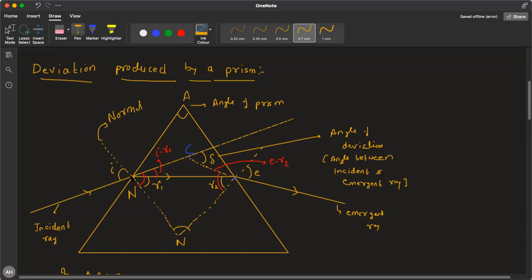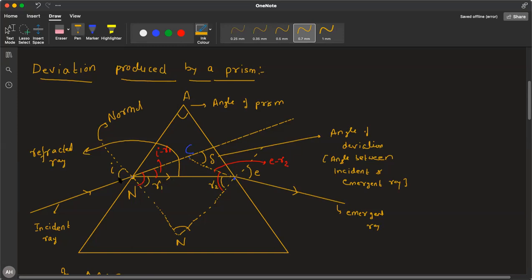So your light is entering the prism. If it does not refract, then it will go straight without any deflection. But light is moving from air to glass. So what will be the direction of refraction? Will it refract towards the normal or away from the normal? Towards the normal. So this is the normal. This is the incident ray. Since the ray is moving from air to glass, it will bend towards the normal. This is the refracted ray.